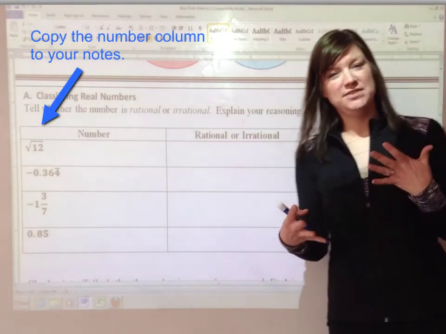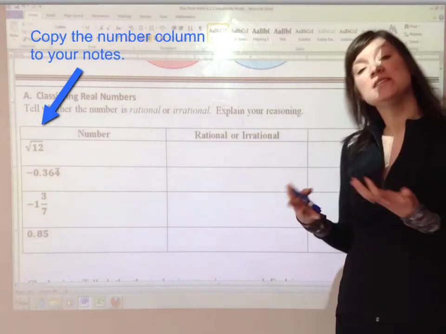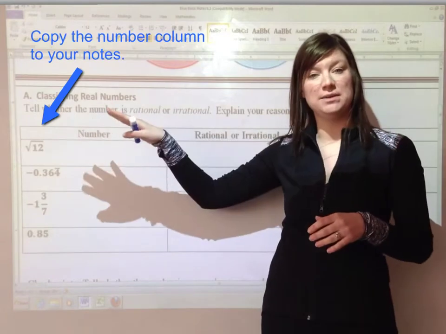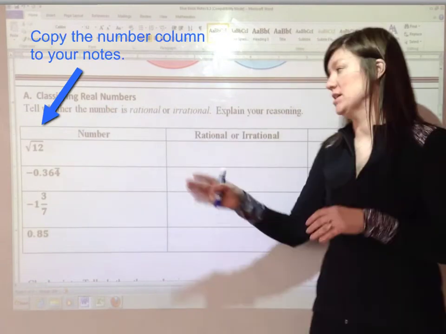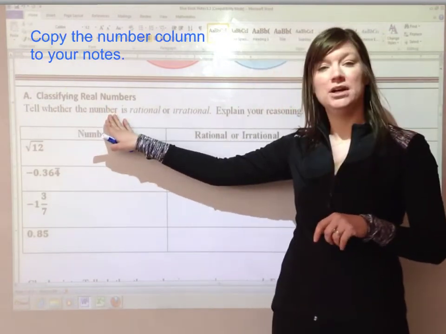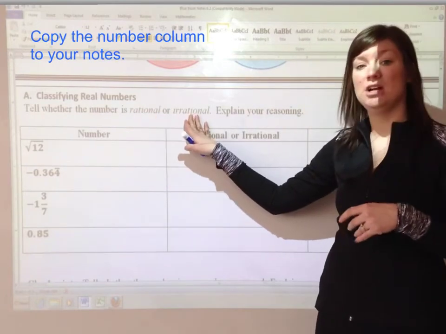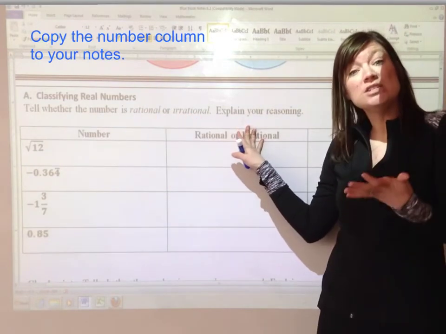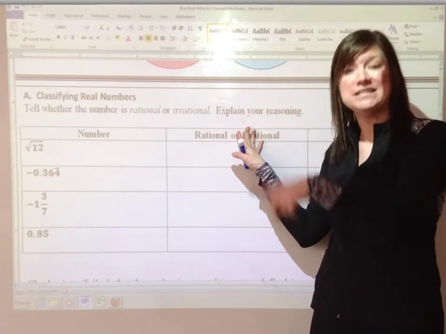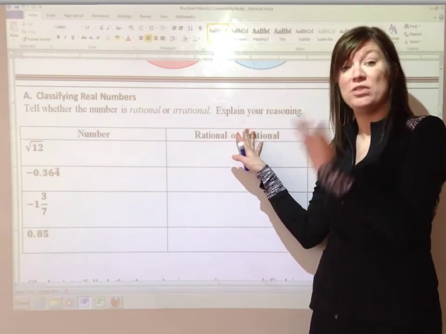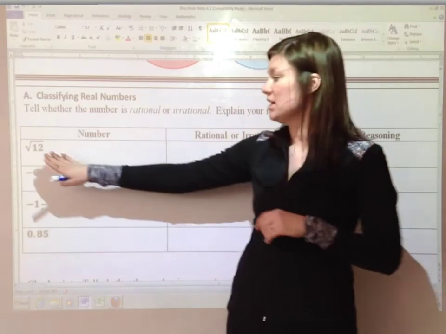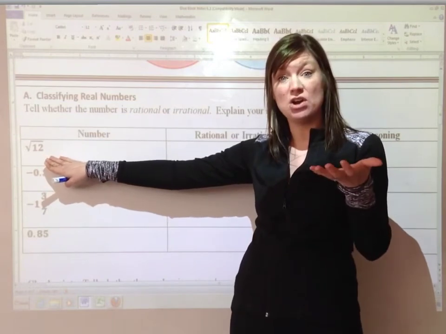So now we're in activity A in our notes form. The first thing we have to do is be able to classify real numbers. So we always start by following the directions. It says tell whether the number is either rational or irrational and explain your reasoning. So what's your justification for saying this number is rational, or this number is irrational? You have to have a reason. So we're going to start here. You're going to have to write this down because these aren't in your notes.